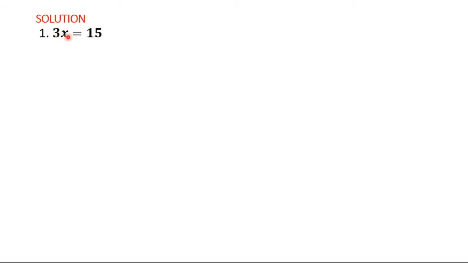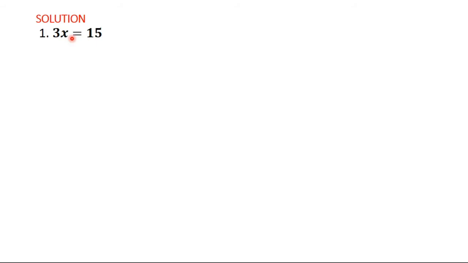3 is attached to x. What this means is that 3x here will give us 3 times x. We learned from algebra that when we see 2 numbers attached like this, it means they are multiplying. So 3x here means 3 times x. 3 is multiplying x, and we want x to stand alone. So we have to find a way to get rid of 3.